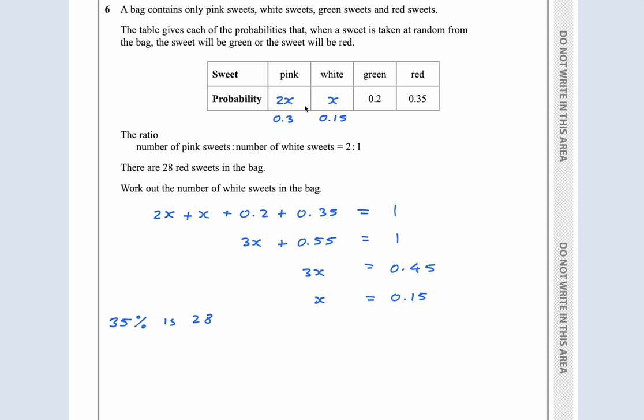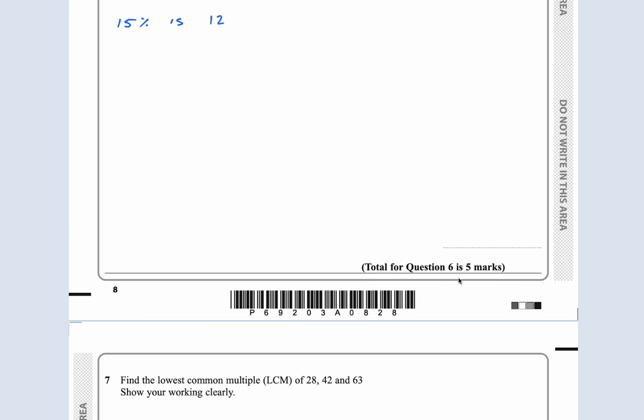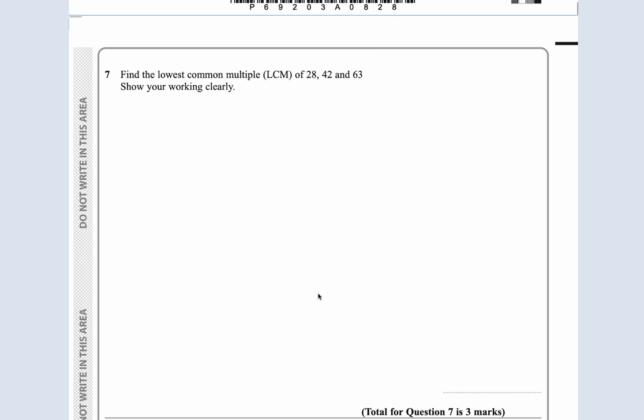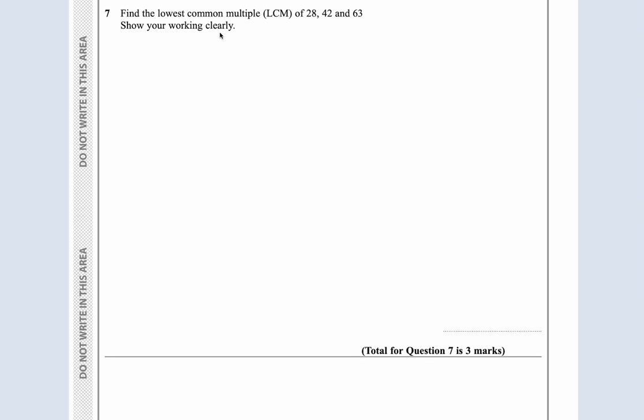So we want to find 15%. So I could just divide by 35 and then multiply by 15, or I could just get 5. Because if 35% is 28, 5% is this divided by 7. This divided by 7 is 4. And then 15% is just 4 times 3, because 3 times 5 is 15. 3 times 4 is 12. So the answer is 12. There's 12 white sweets. Okay, question 7.